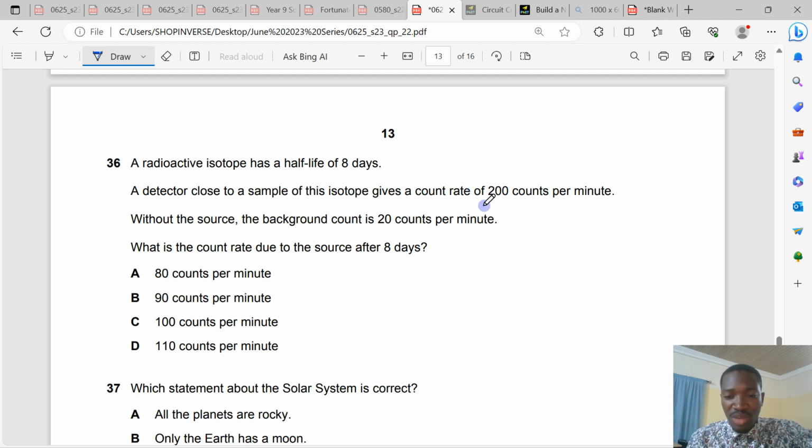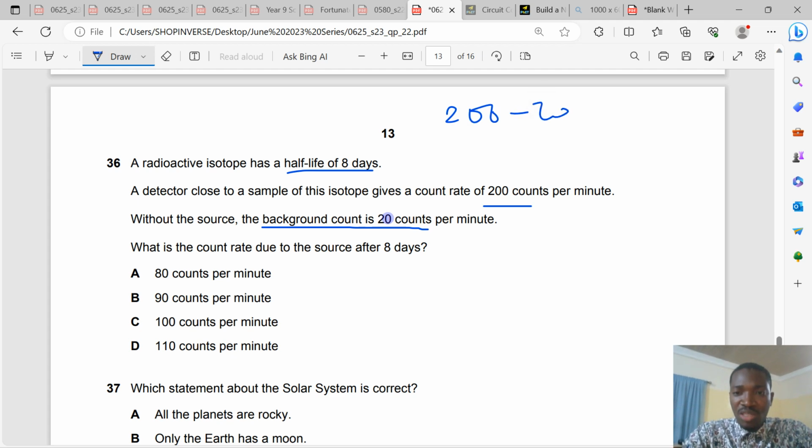Initially we have 200 counts per minute, right? And the half-life is 8 days. That means after 8 days, it should be halved. But take note that we have background radiation of 20 counts. So if initially it's 200 counts per minute, putting background radiation into consideration, the actual count will be 200 minus 20, which is 180 counts per minute. That's the initial rate of decay.